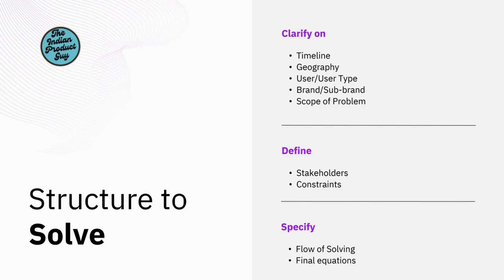Thereafter, start thinking about the stakeholders and the constraints involved in your mind, or write it down somewhere. This would help you structure your thoughts and also help you in figuring out which of the approaches that we discussed before would work best in solving this problem.